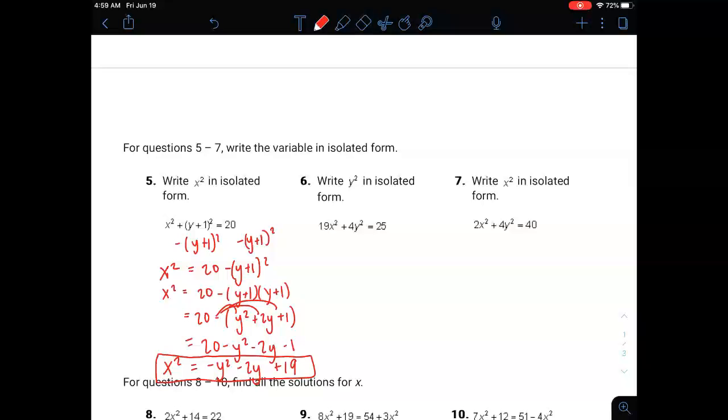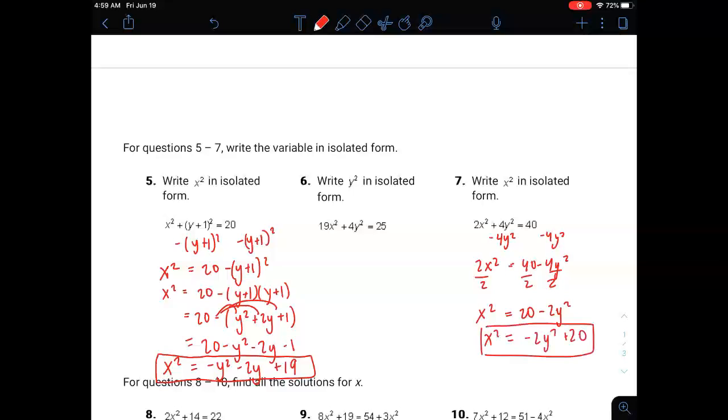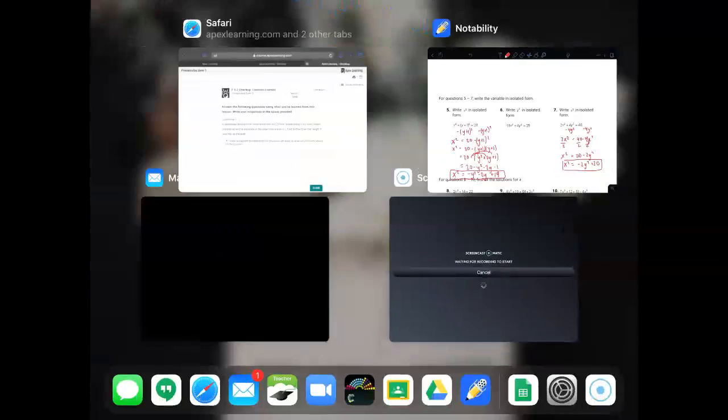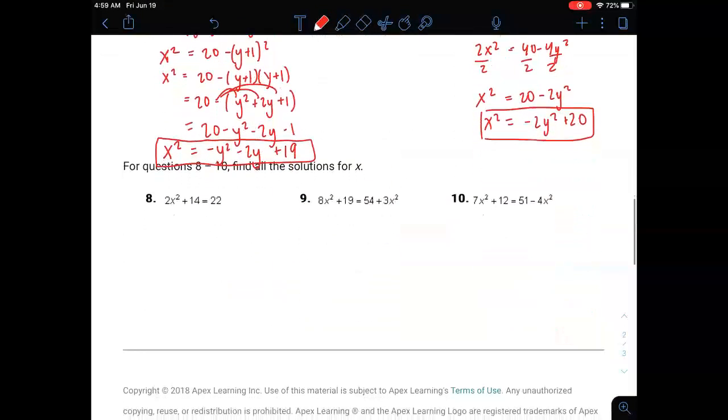All right, and then if we do number 7, write x squared in its isolated form. Well, first step is I'm going to subtract 4y squared from both sides. 2x squared equals 40 minus 4y squared. And then finally, I have to divide by 2, but I have to divide everything by 2. So this becomes x squared is equal to 20 minus 2y squared, or x squared is equal to negative 2y squared plus 20. All right. Apologies.